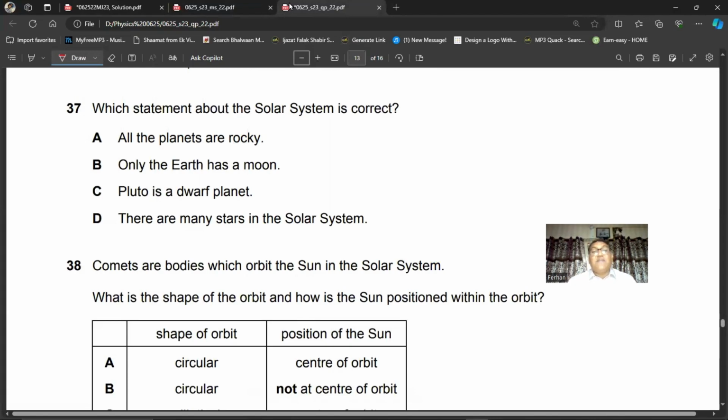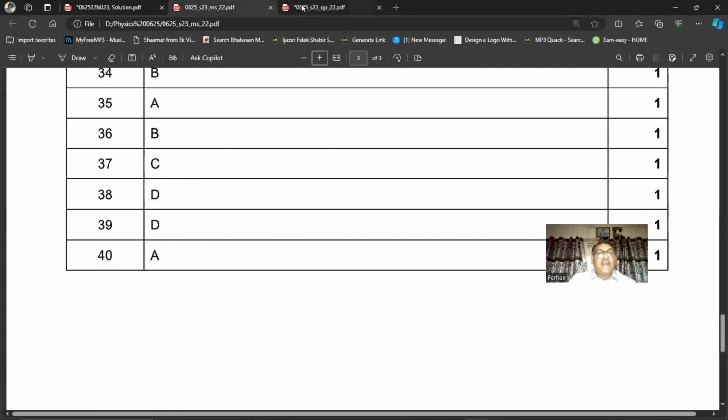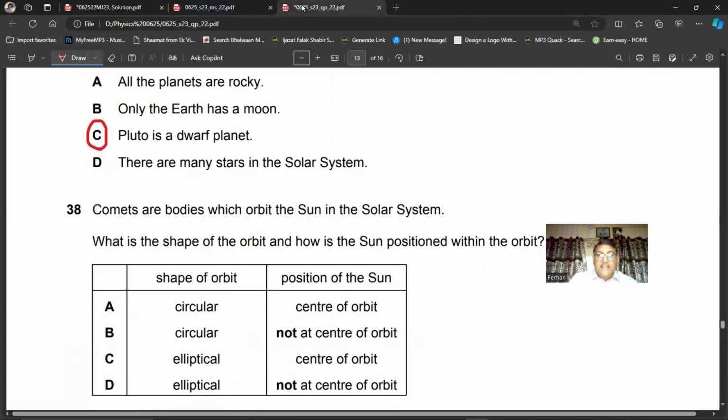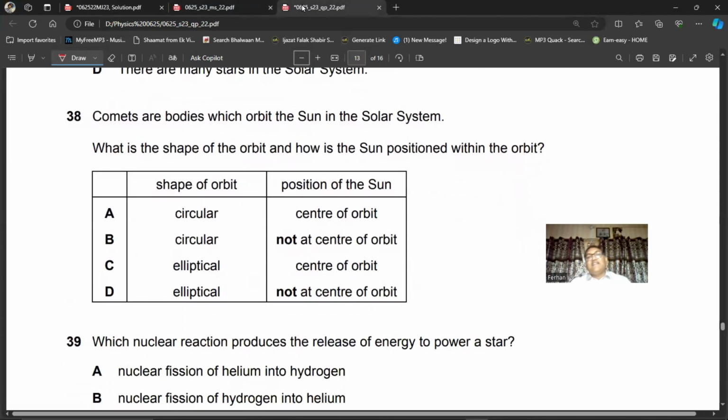That is true. There are many stars in the solar system. No. So C is the right answer. Pluto is a dwarf planet. Okay, that is C answer. Question number 37, C is the right answer, sir. Then we have question number 38.